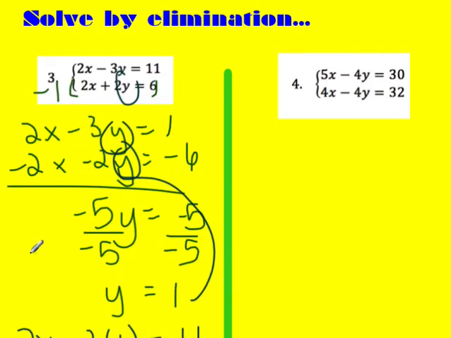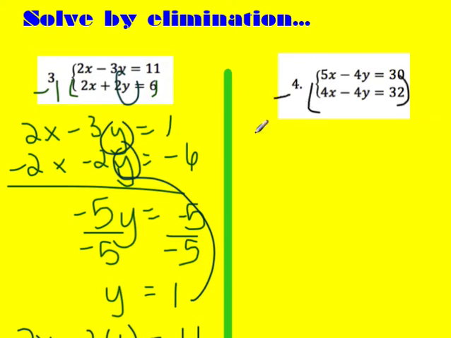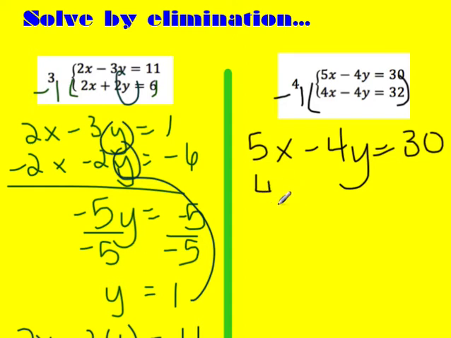Next, let's take a look at number 4. So for number 4, again, we have to create our opposites. So I'm going to multiply this second one by a negative 1. So I have 5x minus 4y is equal to 30. Now I'm going to change the signs of everything. So this is going to become a negative 4x. Then that's going to become a positive 4y and a negative 32.